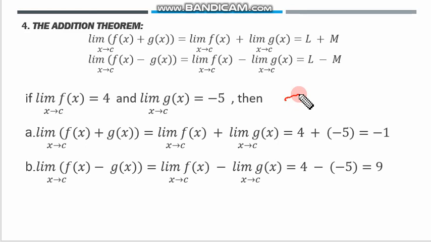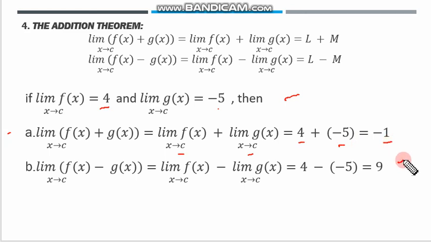Example, our given is the limit of f of x as x approaches c is equal to 4, and the limit of g of x as x approaches c is equal to negative 5. Then we will find the limit of f of x plus g of x as x approaches c. So we will just find the individual limits. So the limit of f of x as x approaches c plus the limit of g of x as x approaches c, which are given here. For f of x, that's 4, and for g of x, that's negative 5. So 4 plus negative 5 is equal to negative 1.